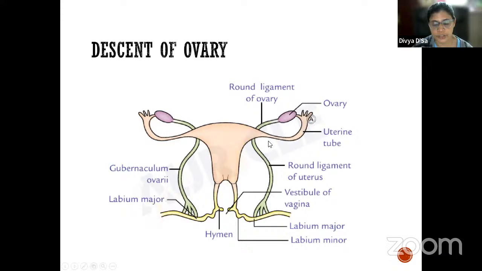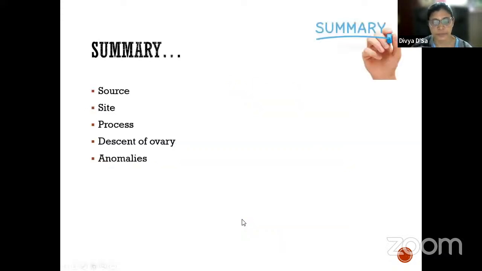So during the descent of this ovary, what happens? A tubular prolongation of the peritoneum, like how we had in the male, which formed the tunica vaginalis. Same here also, there is a tubular prolongation of the peritoneum, which we call the processus vaginalis. Here we call it the canal of Nuck. So that also extends into the inguinal canal. Usually it obliterates, but if it doesn't obliterate, what happens? The ovary can form a content of the inguinal hernia. So it can also herniate there. These are the things which you should remember for the development of the ovary.